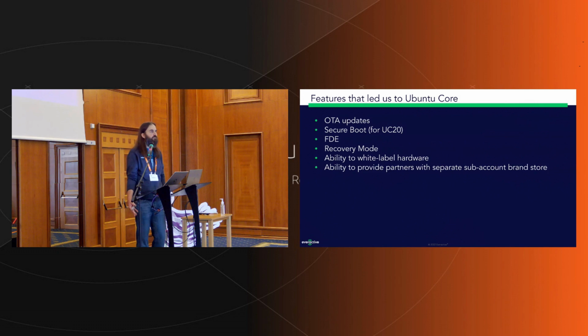So some of the additional features at the time that were either already available for Core or were on their way were over-the-air updates, secure boot, full disk encryption, which I think came later in Ubuntu Core 20, but that's what we're running on the Apex device. There's a built-in recovery mode. Additionally, initially we didn't realize this was going to be a capability, but we ended up having a partner that wanted to white label our device, and so we were able to offer them a sub-account brand store so that their device had only the snaps that we provided, either shared in common or customized for their device.